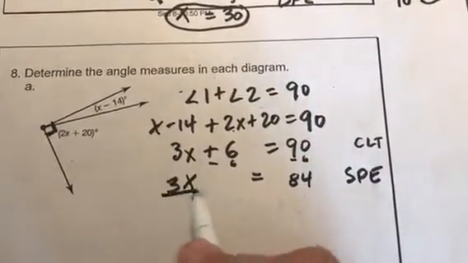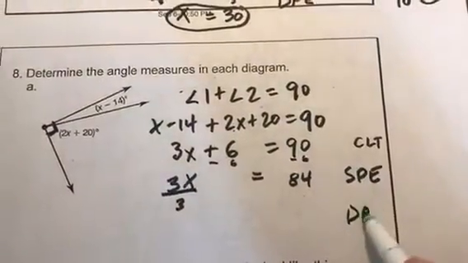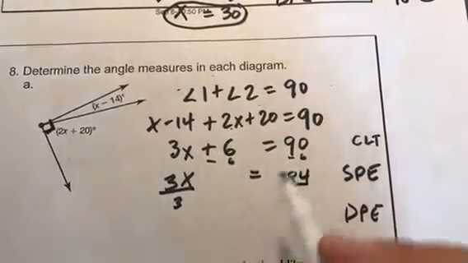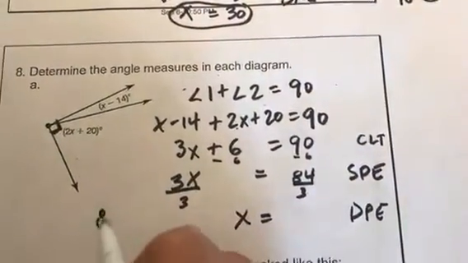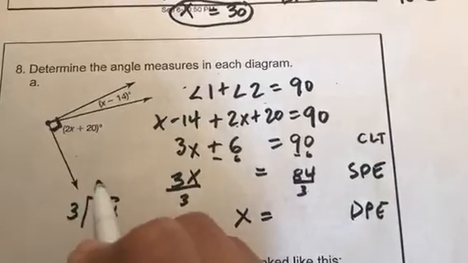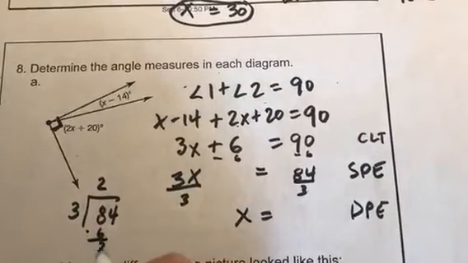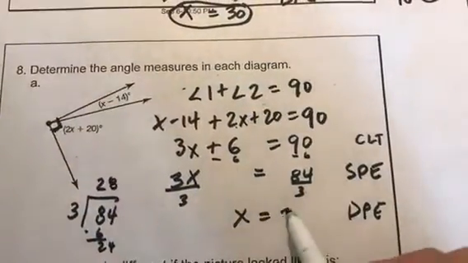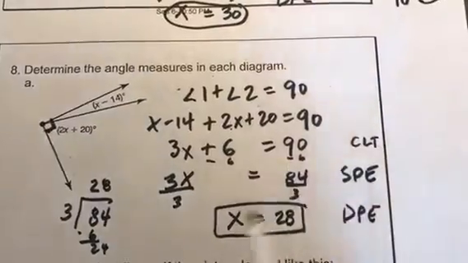And then divide by 3. So that's the division property of equality. So x is... I'm not sure here. I don't have a calculator on me, so I'm going to have to work it out. Okay, so I got 28. Now again, I just have to be careful.